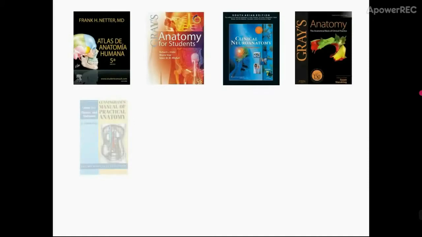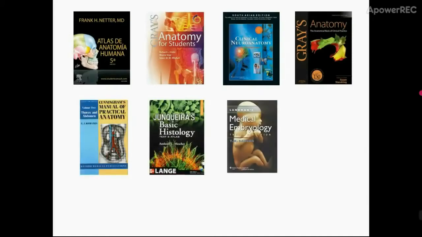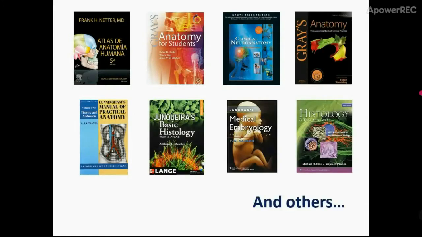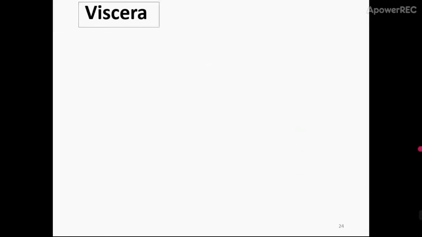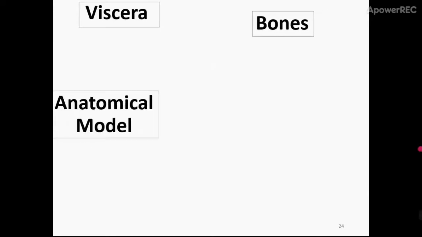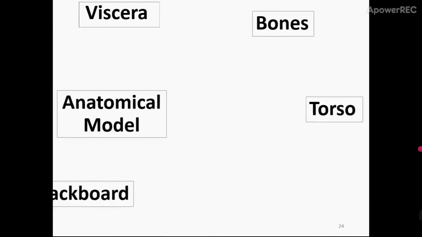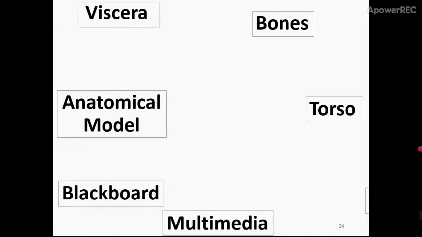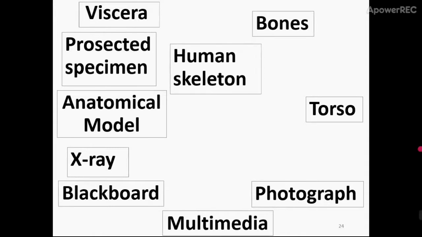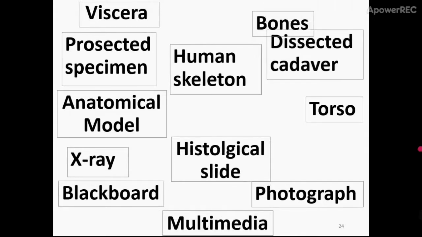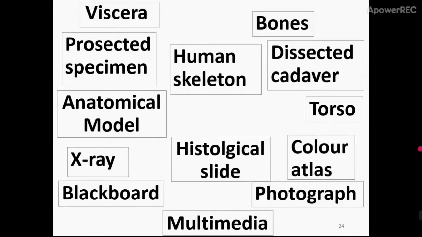After attending the classes, we have to read, and these anatomical books are used for a more precise conception. So, tools used in anatomy teaching and learning in our country are viscera, bones, anatomical model, torso, blackboard, multimedia, photograph, prosected specimen, X-ray, human skeleton, histological slide, dissected cadaver, color atlas.